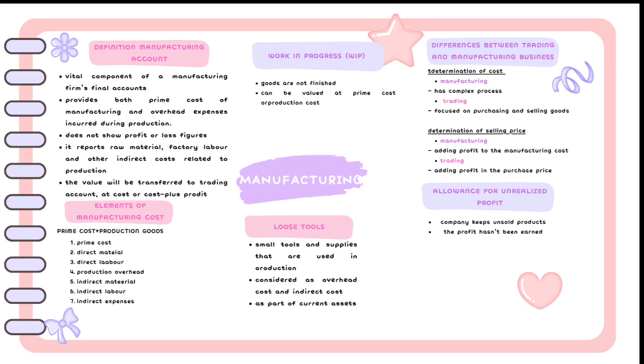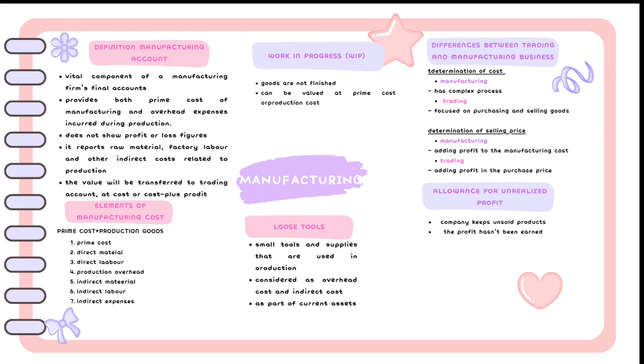Then, elements of manufacturing costs. The formula to calculate the manufacturing cost is prime cost plus production overhead. The elements in manufacturing costs are prime cost, direct material, direct labor, production overhead, indirect materials, indirect labor, and indirect expenses.